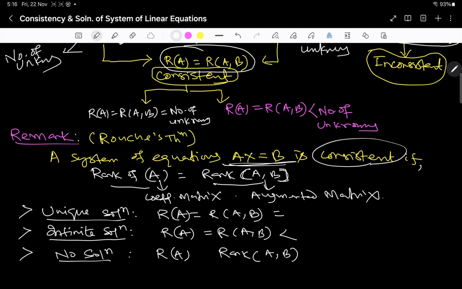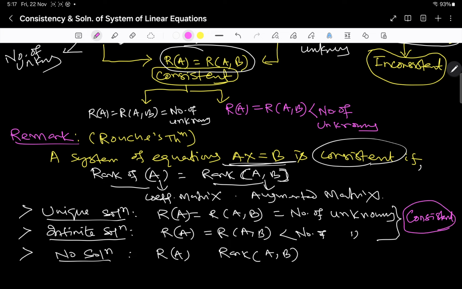Now whenever rank A equals rank AB equals the number of unknowns, then it leads to a unique solution. If it is smaller than the number of unknowns, then it is an infinite solution. Whether it is a unique solution or infinite solution, there is a solution, so in both cases the system is called consistent. But when rank A is not equal to rank AB, the system is inconsistent.